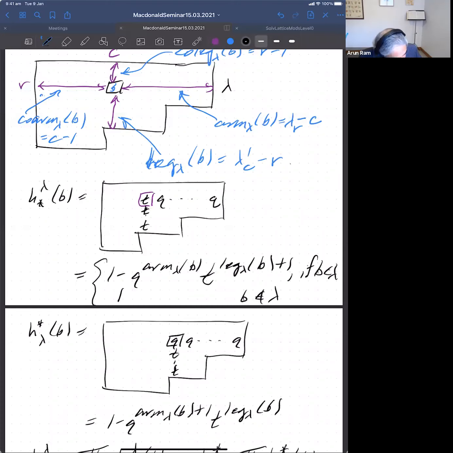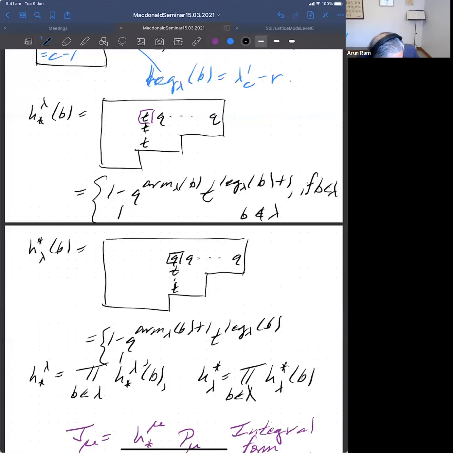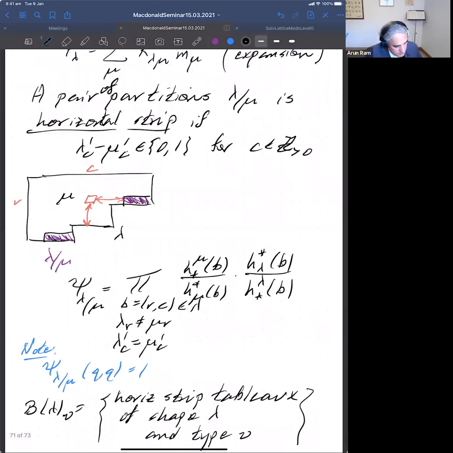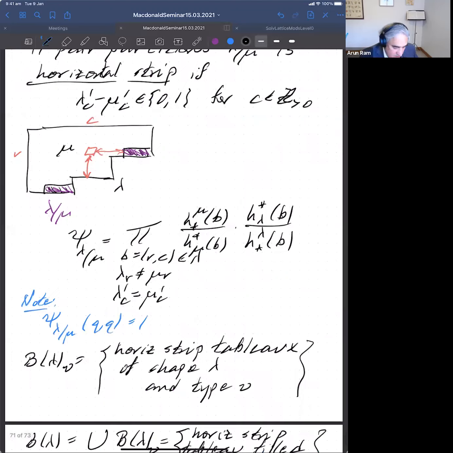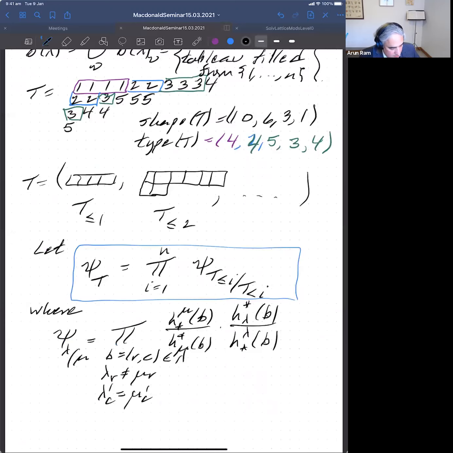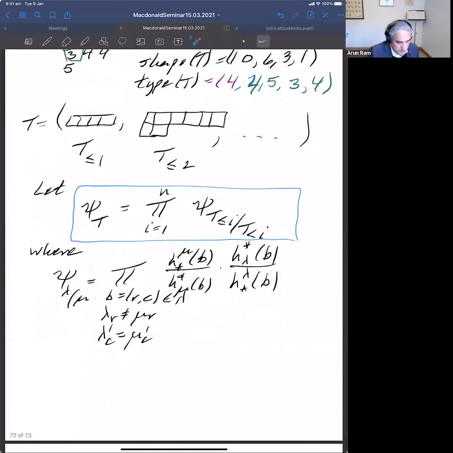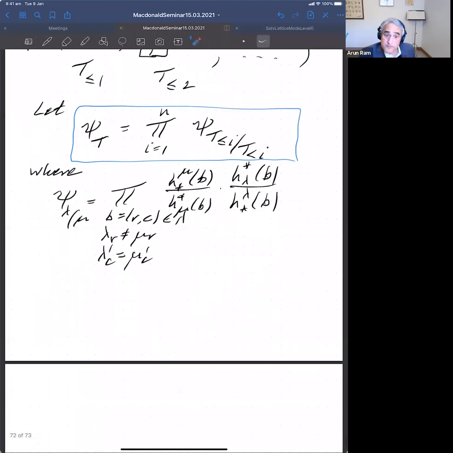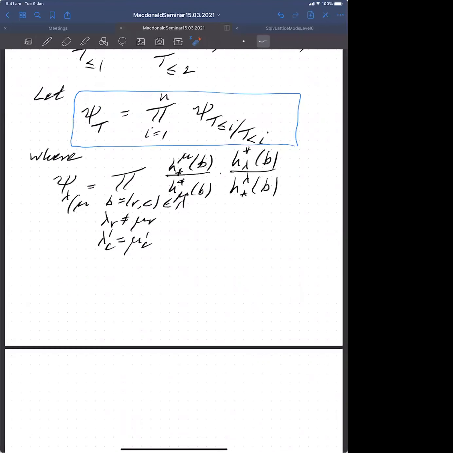And similarly, I'll put it here. And that way, if mu is the empty partition, then these factors will just be 1. All right, and so we make that convention to make the notation better. Is that good? Okay, great.